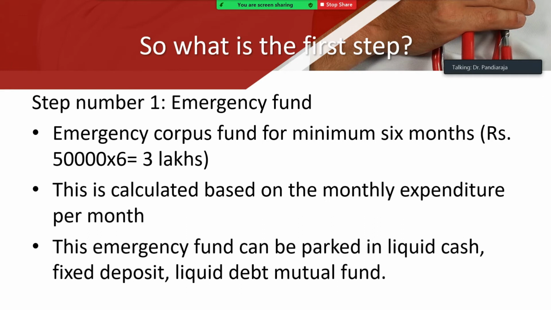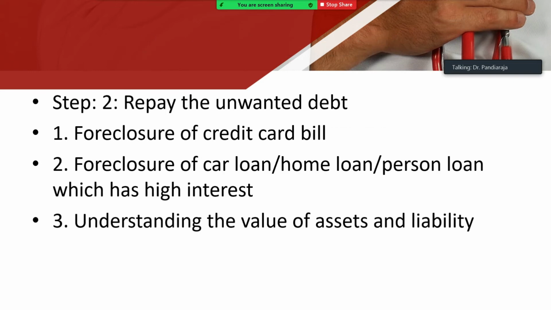Don't invest your emergency corpus fund in a risky asset like Bitcoin or cryptocurrency or the stock market, because whenever you require money, you can't withdraw the money. So the emergency fund should always be parked in a safe asset. Second important step is repayment of your unwanted debt.